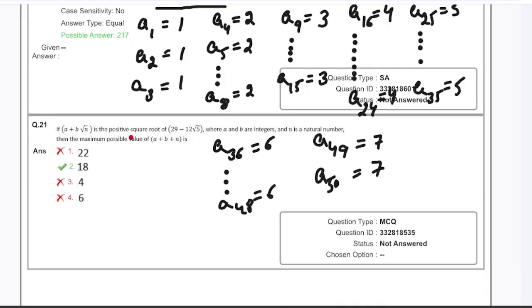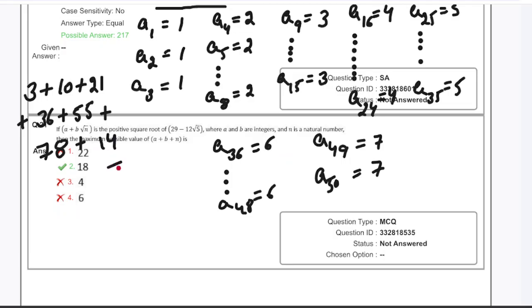Now, if we add the numbers, this is 1 into 3 plus 2 into 5, that is 10, 3 into 7, 21. This is 4 into 9, 36. This is 5 into 11, that is 55. Then 6 into 13, that is 78. And for 7, we have only 2 times, that means this is 14.